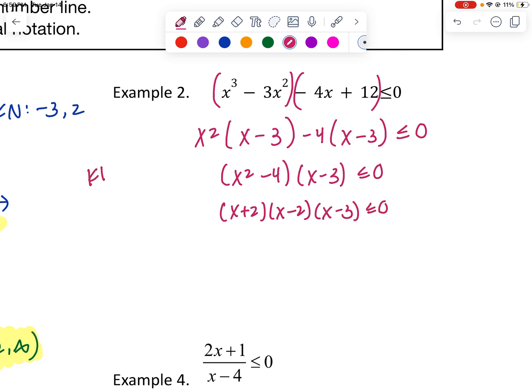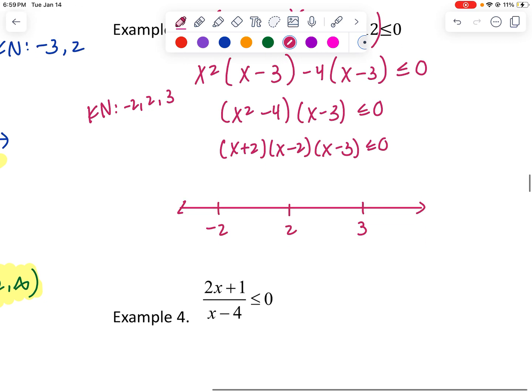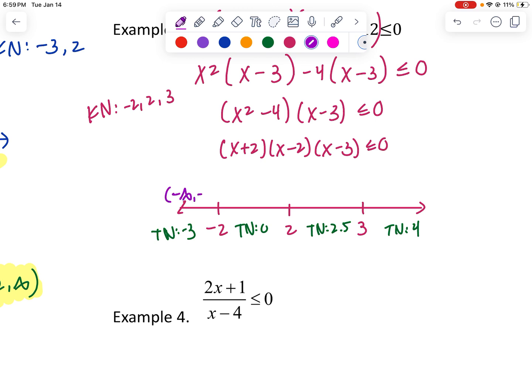All right, so now my key numbers are going to be negative 2, 2, and 3. So here's my number line: negative 2, 2, and 3. This time around, I'm going to have 4 test numbers. Let's do negative 3, 0, 2.5, and then 4. I can go ahead and write my intervals: from negative infinity to negative 2, hard bracket, negative 2 to 2, 2 to 3, and then 3 towards infinity.